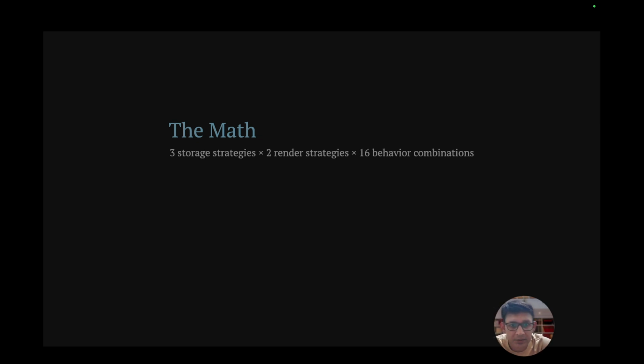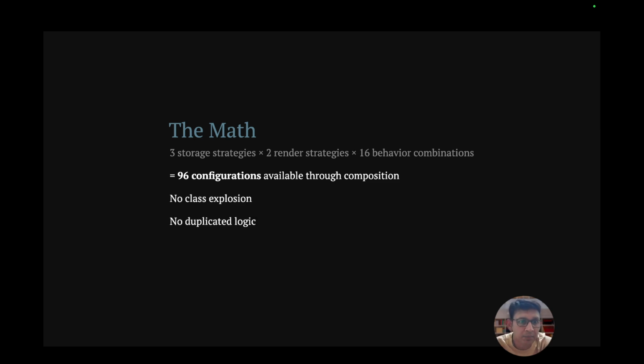Now let's look at the math. With three storage strategies, two render strategies, and four behavior types, that's 3 times 2 times 16 possible combinations, 96 configurations available through composition. No class explosion, no duplicate logic, no multiple inheritance complexity.